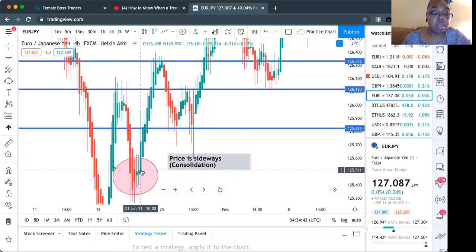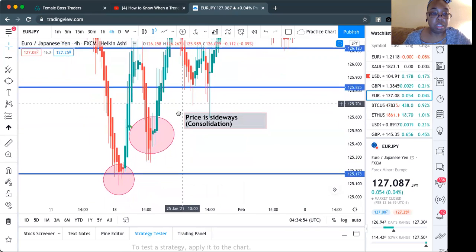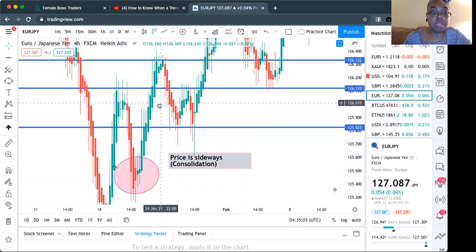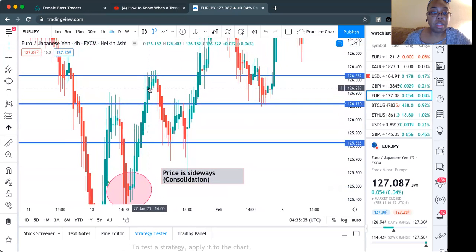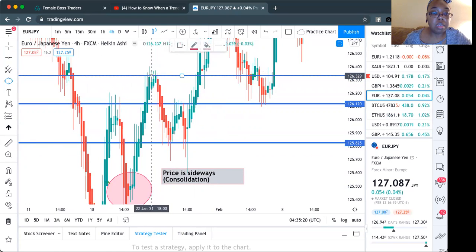And then here are the buyers. The buyers took over, and it became an uptrend. It broke this resistance, of course, and it shot up. Then this resistance was broken, and it became support. The wicks are touching, and again, another sideways market. Price sideways consolidation.